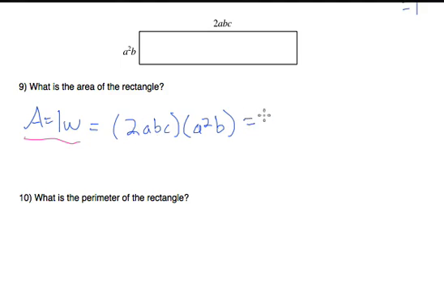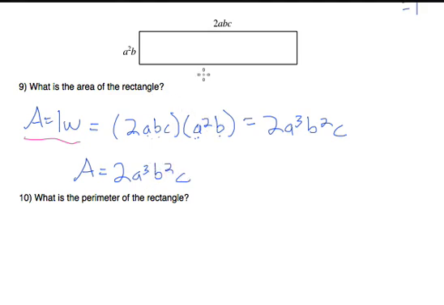Well, we take the 2, we got it. We got an a times a squared. What's a times a squared? A cubed. What's b times b? B squared. And what's c times, we just have a c, so we're left with c. And there we go. The area of this rectangle equals 2a cubed times b squared times c.